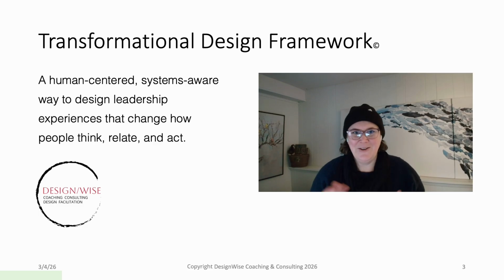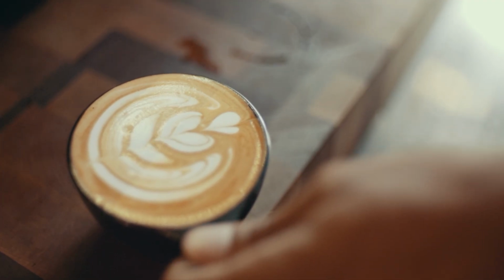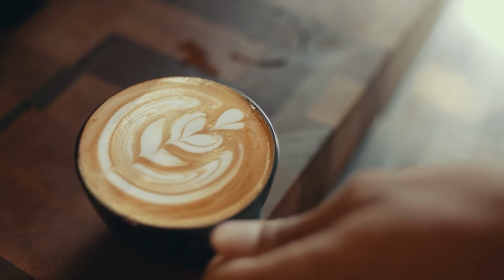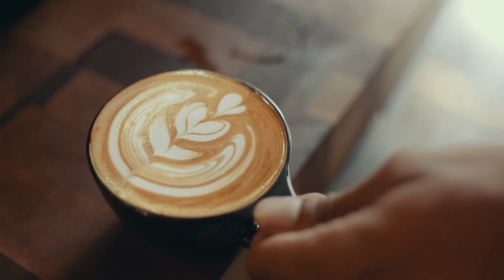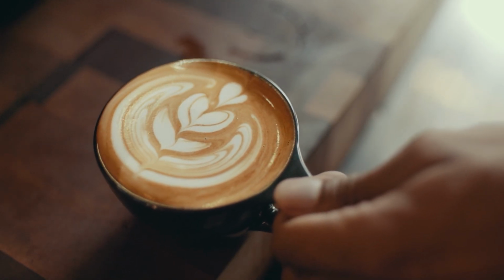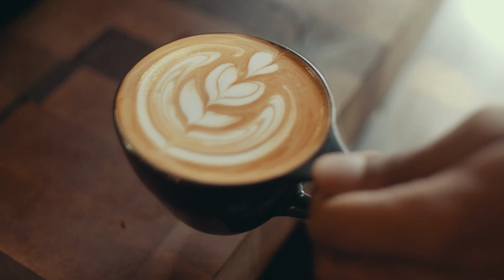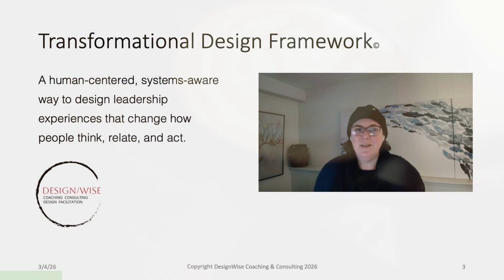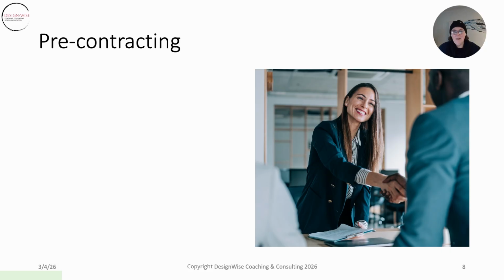Now, of course, those of us who do any kind of development design can go to a coffee shop and sit with our favorite hot drink of choice and come up with this on our own. But when we're designing within the system, we really do need to understand the constraints and ideas of those systems before we move forward. Before I get started, I am going to assume all the pre-contracting has happened.